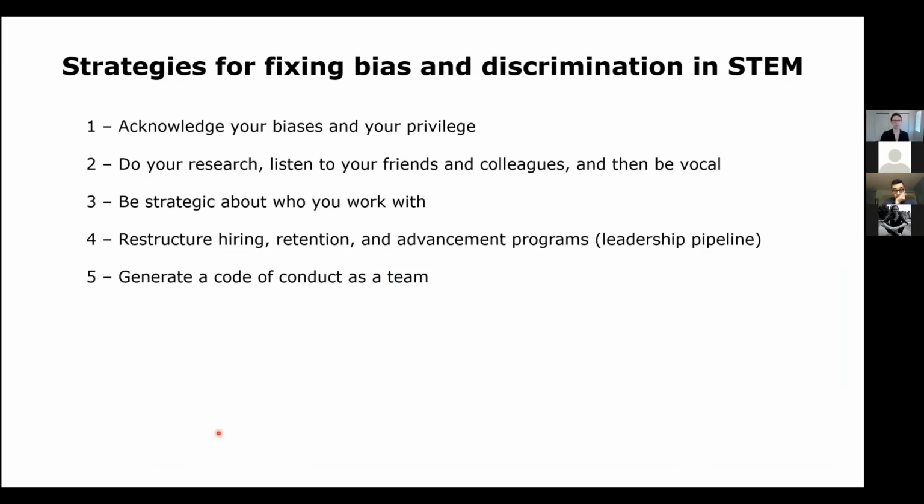Number 5 is to generate a code of conduct as a team. We do this within my lab, and my code of conduct is on my website. I didn't write it, my trainees wrote it. I said, I think we need this. We need a shared vision for how we're going to treat one another. We need a shared vision for what we value as a group. And they went away and came back with something, and we workshopped it in lab meeting.